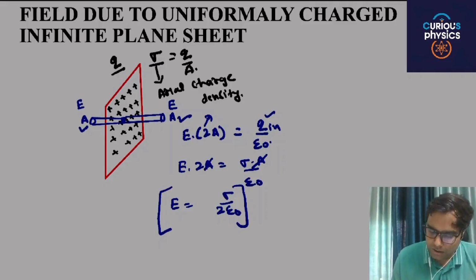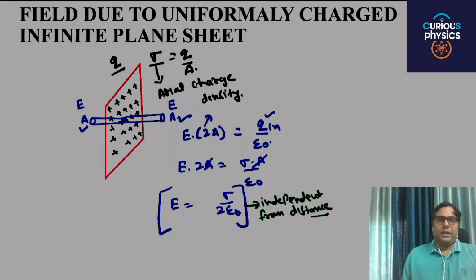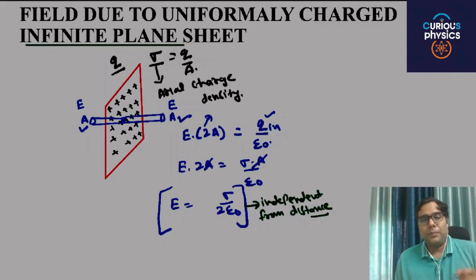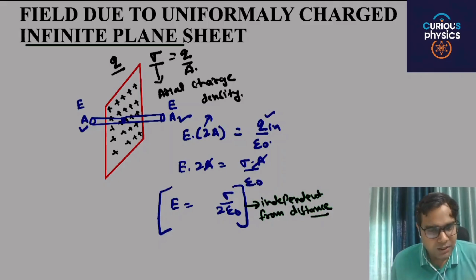And in this particular case, you can also show that this is independent of distance from the sheet, sigma by 2 epsilon naught. Again here the concept is infinite plane sheet. If it is not an infinite plane sheet, you cannot solve this question by using Gauss law. So understanding should be there. What is the main heading? Infinite plane sheet. Okay, are you able to understand the idea?